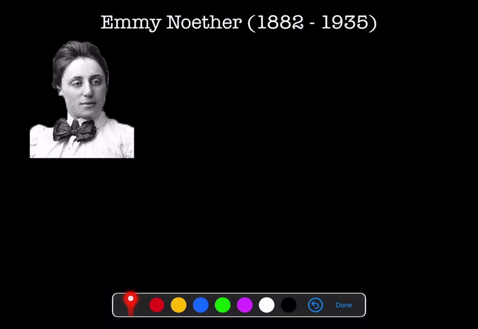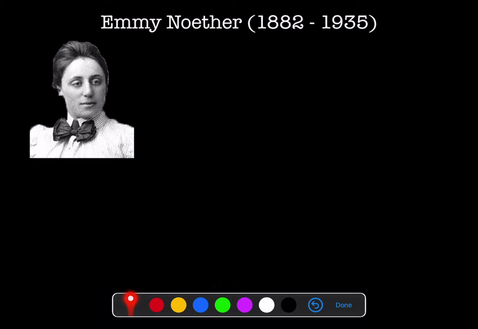Emmy Noether was born in 1882 in Erlangen, Germany. She wanted to study mathematics, but at the time, women were only allowed to audit classes. So in the winter of 1903-1904, she audited classes taught by mathematicians such as David Hilbert, Felix Klein, and Hermann Minkowski at the University of Göttingen. She returned to Erlangen and was finally able to study mathematics there and received her PhD in 1907 with a dissertation on algebraic invariance.